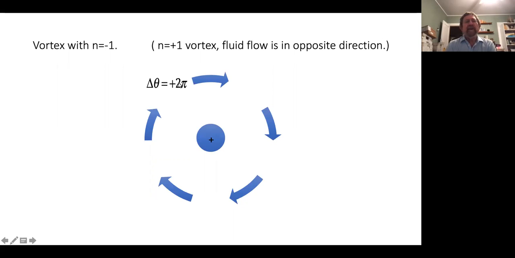Okay, here's just a sketch of a vortex. Now, the superfluid velocity is proportional to the gradient of the phase of the so-called order parameter. So this is a picture of the flow of the superfluid going round and round some point. The total change in the phase of the order parameter, as you walk around the system, is, say, plus 2 pi. No, actually, delta theta is minus 2 pi. If you pointed the arrows in the other direction, that would be a plus vortex.